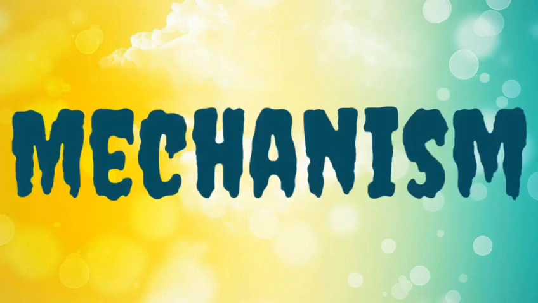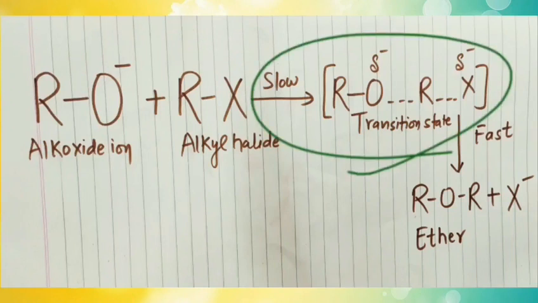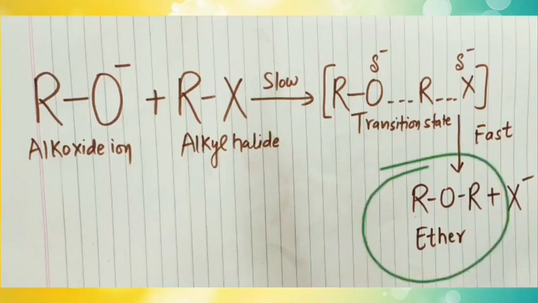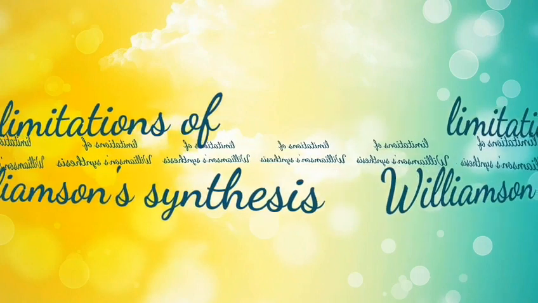halide. If I talk about the mechanism of this reaction, then it involves the nucleophilic attack of the alkoxide ion on the alkyl halide according to the SN2 mechanism. A transition state is initially formed which immediately cleaves to give the desired product. There are also limitations of the Williamson synthesis.